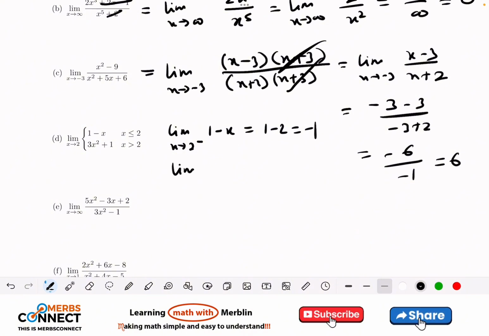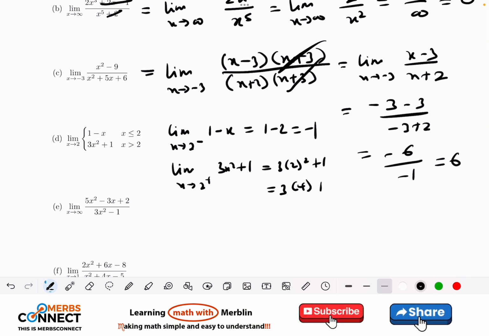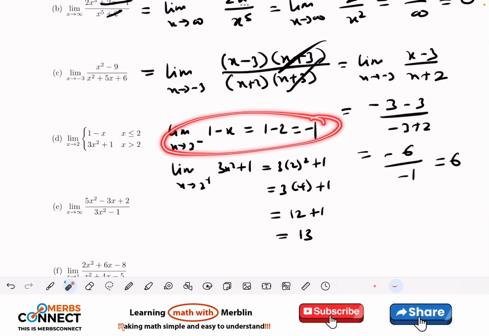Then we pick the limit as x is approaching 2 from the positive. So from the positive is when x is greater than 2. So this will be the function: 3x squared plus 1. Plug in 2: 3 times 2 squared plus 1, 3 times 4 plus 1. This is 12 plus 1, and this is going to give us 13. So what will be the conclusion on this? We are going to say that this limit here does not exist. Why? Because the left is not the same as what?